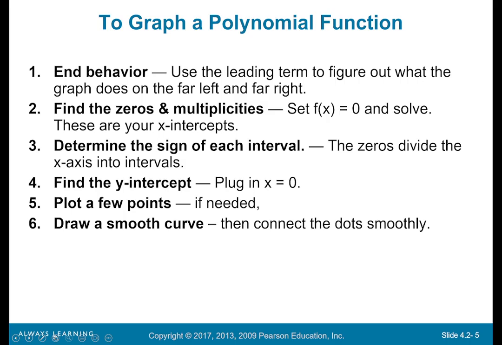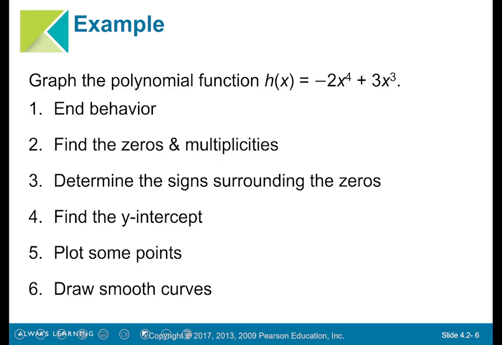Then we're going to look at the zeros and their multiplicities. Remember that this is where we cross the x-axis, or maybe where we just touch the x-axis. Then we're going to talk about determining the sign of each interval to help us figure out if we just cross the axis or not, and kind of what direction and how far we're going. We're also going to find the y-intercept, so plug in x equals 0 if that wasn't one of our zeros already. We'll plot a few more points if we need to, and then we'll draw a smooth curve. So let's see this in action.